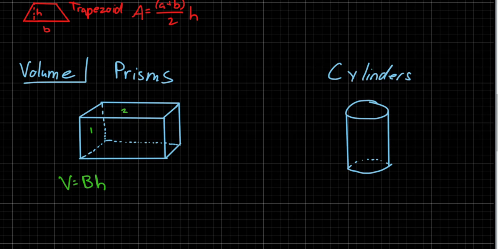How do I find the area of that base? What shape is it? Rectangle. How do I find the area of the rectangle? Carson, how do I find it? Length times width. Yep. So for a rectangular prism, we have length times width times height, because that's what we have down here. That's length times width, and this is our height.